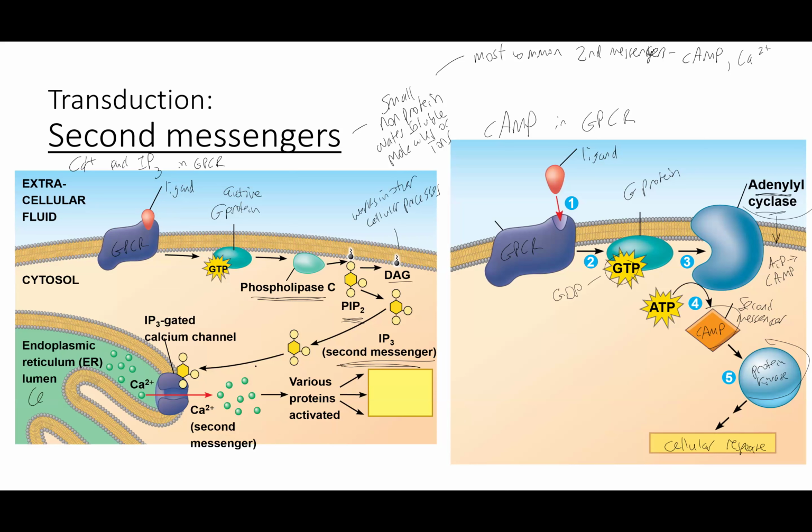It's going to bind with an IP3 gated calcium channel on the ER membrane. So we've got the ER membrane. There's a high concentration of calcium inside the ER. We need some calcium out here. So the IP3 is going to bind to this gated channel. It's going to open it up so that calcium can come through. That calcium is going to activate other proteins, and we're going to get cellular responses.